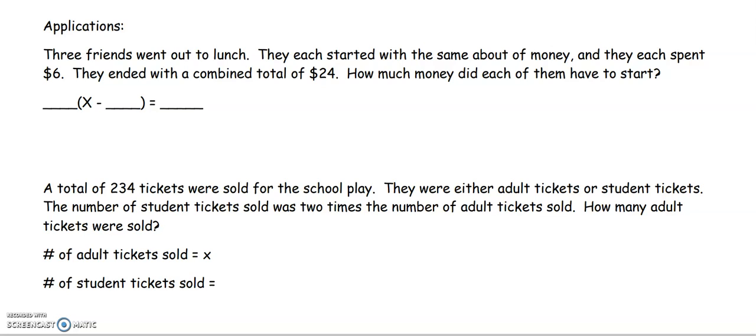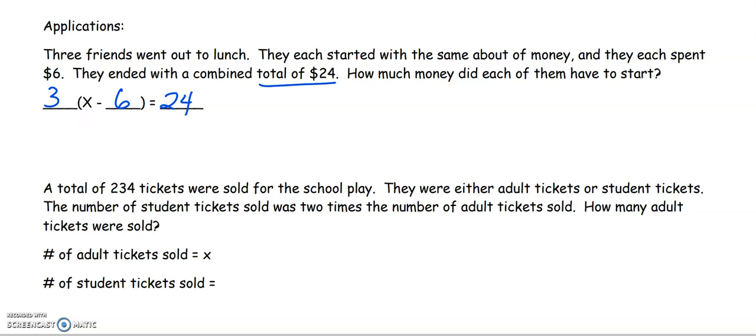So we know that 3 friends went out to dinner and they each started with the same amount. So we can have that same amount be x. They each spent $6. So if they had a certain amount of money and then they each spent $6, they're subtracting $6 from their total. How many friends went out to lunch? How many friends are we talking about? We're talking about 3. So if each of them started with a certain amount of money and spent $6, we can take what they have left and multiply it by 3 to get to the total. So we're going to put a big 3 out here. And we know that they have a combined total now of $24.